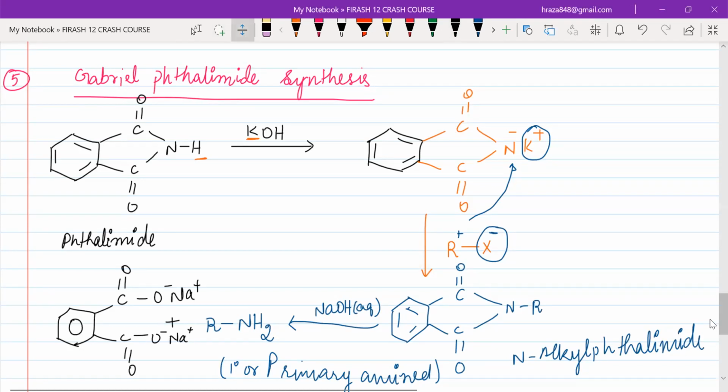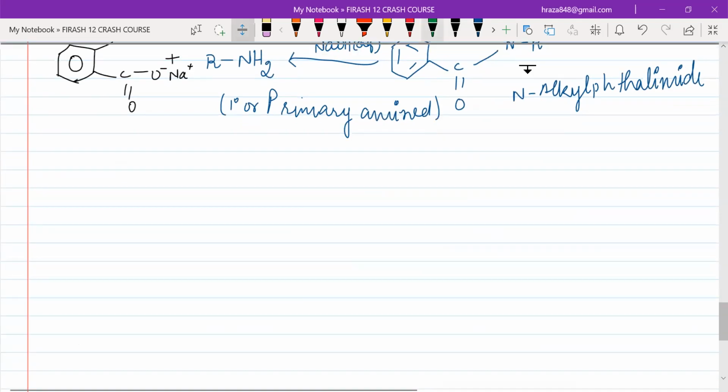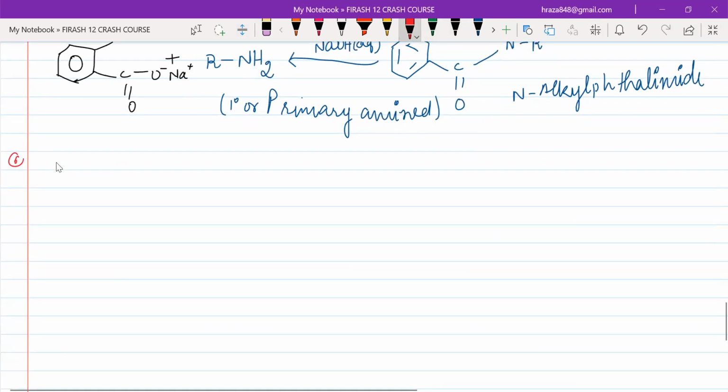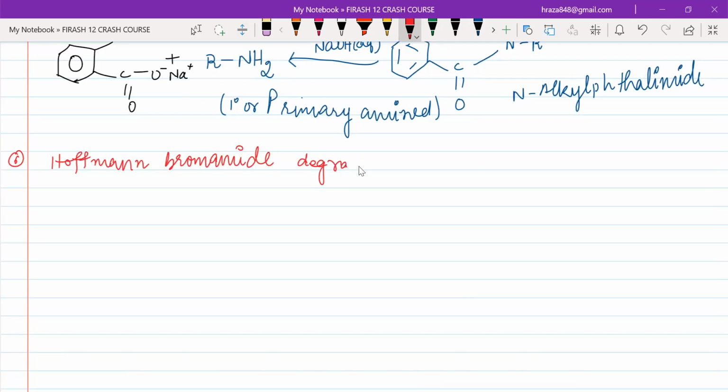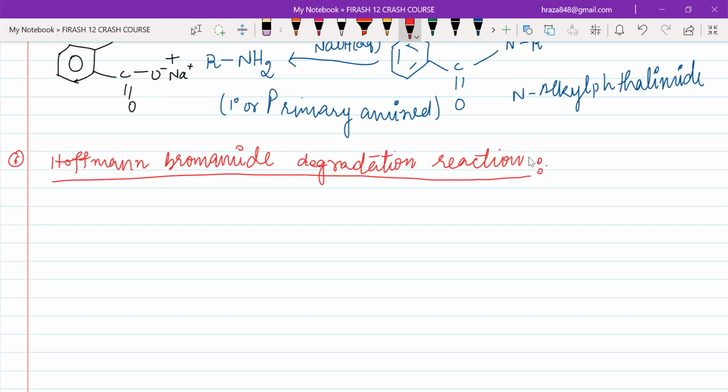Now the next, the sixth one, is the Hofmann bromamide degradation reaction. In the name you can see it's degradation. That means the number of carbons present in the reactant and the number of carbons in the product will be lesser by 1.